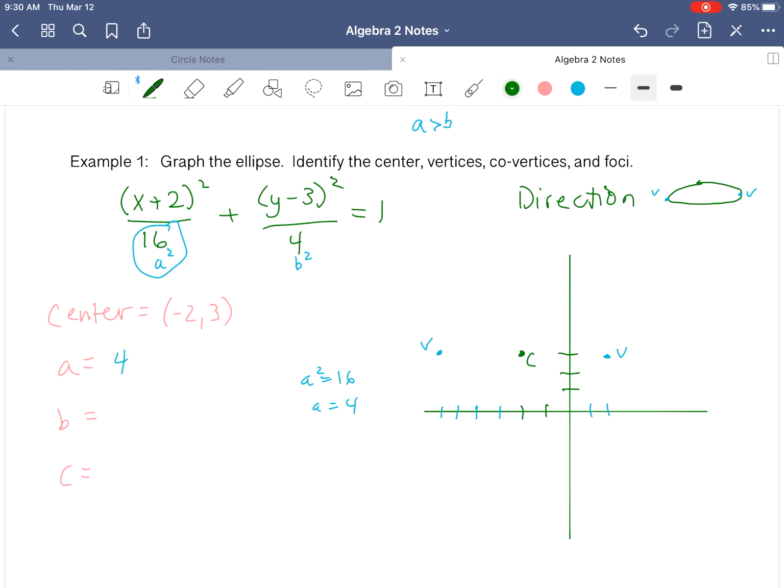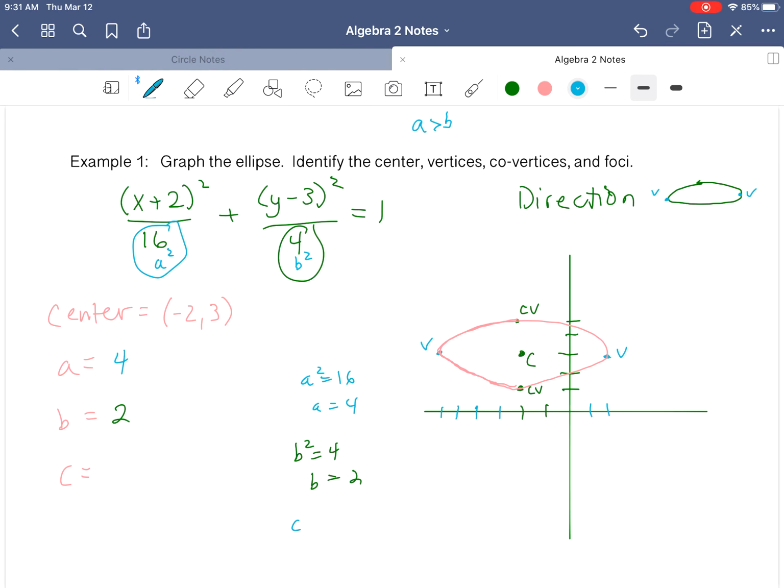Then we can find the co-vertices by finding B. So B squared has to equal 4 because that's this value. So we get B is 2. So that means from my center, I'm going to go up 2 because my co-vertices go the opposite direction. And then I'm going to go down 2. So there's my co-vertices. And once you have that, you can connect those 4 points to make your oval. Do the best you can to make it look like an oval. Okay. And then lastly, we need to find our C value.